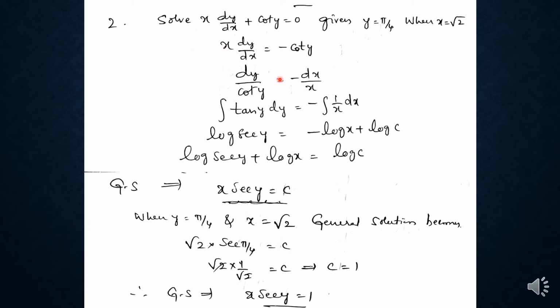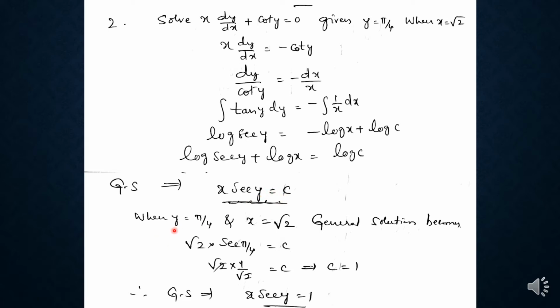After separating the variables, we have to integrate the functions on both sides with respect to x and with respect to y. That is, integral tan y dy is equal to minus of integral 1 by x dx. That is, log secant y is equal to minus log x plus log c. Log secant y plus log x is equal to log c. Then log of secant y into x is equal to log c. x into secant y is equal to c.